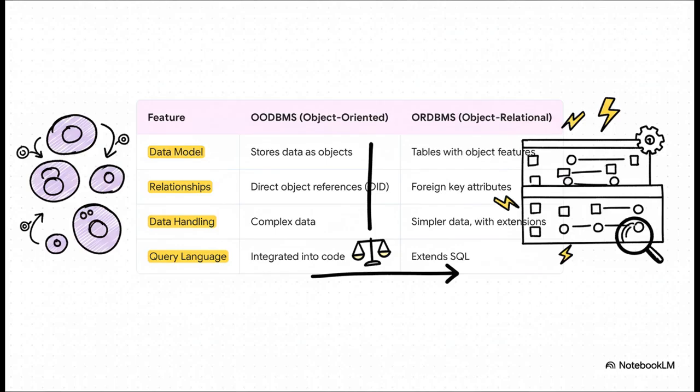And here's the absolute key difference. A pure OODBMS is built from the ground up to think in terms of objects, just like modern programming languages like C++ or Java do. This gets rid of that awkward translation step of trying to flatten a complex object into a simple table, which can be a huge performance bottleneck. An ORDBMS, on the other hand, is more of a hybrid. It's a traditional relational database that's had object-oriented features bolted on top, extending the familiar world of SQL.